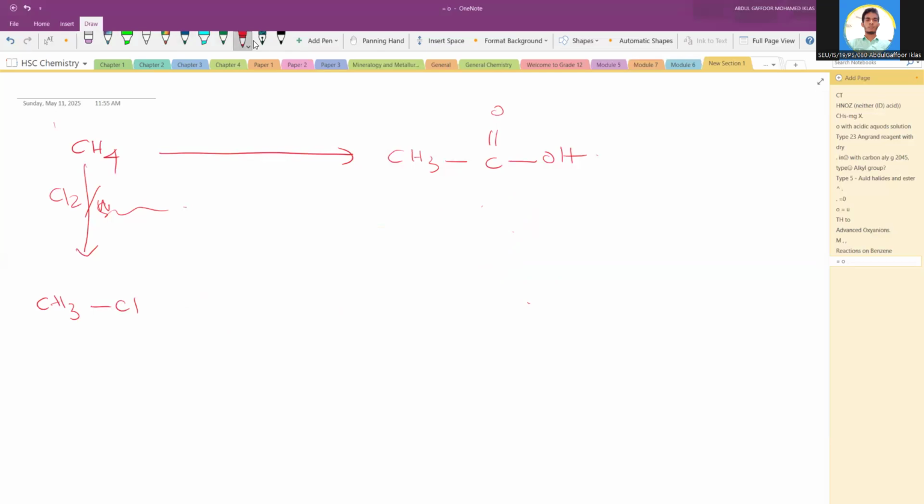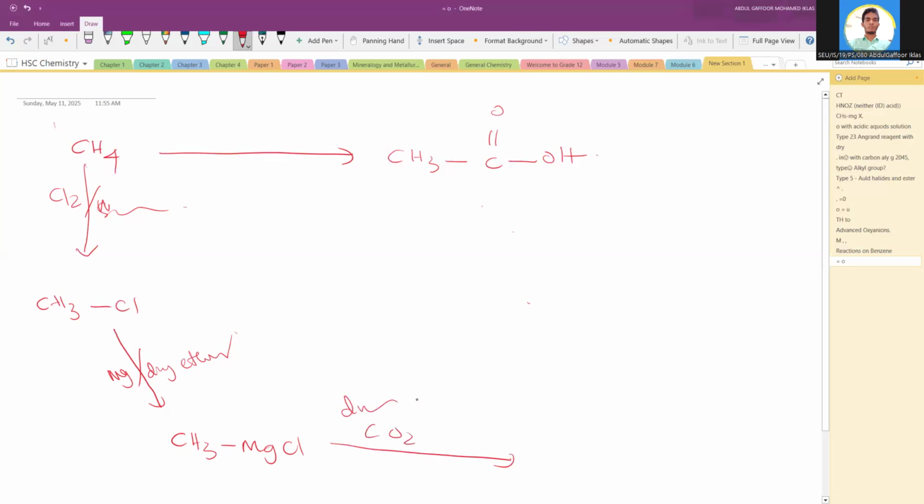So we have studied Grignard reagent. Now, if you put magnesium in dry ether, it will become CH3MgCl. Now, if you want to add one more carbon, you can go for dry CO2. What will happen? We will have C double bond O, right? With OMgCl plus CH3. Is that clear?